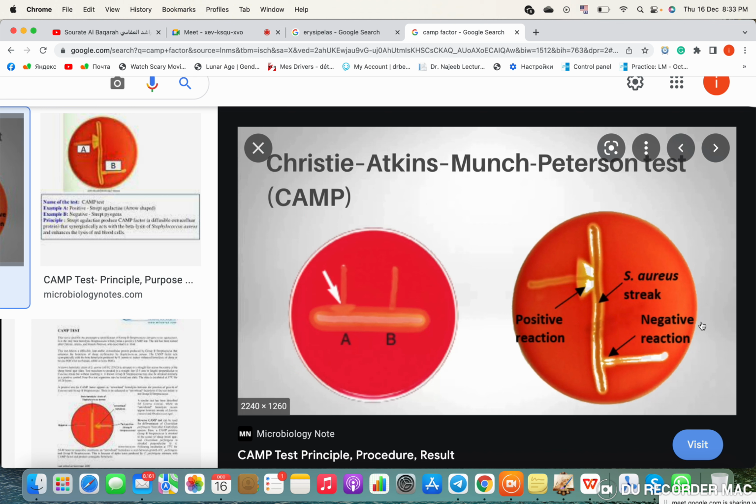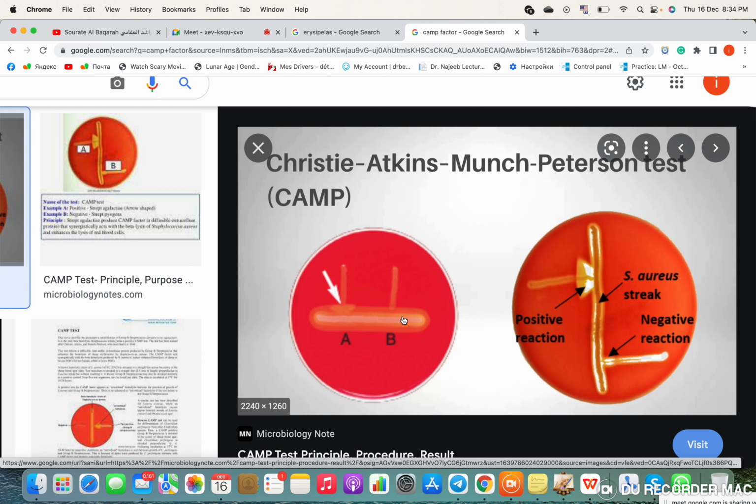So let me tell you how we do it. The first thing to do is you bring this agar and you put on it a streak of Staph aureus. And you know what Staph aureus is. So you put the Staph aureus here. Then you get the new bacteria, which could be Group B Streptococcus.